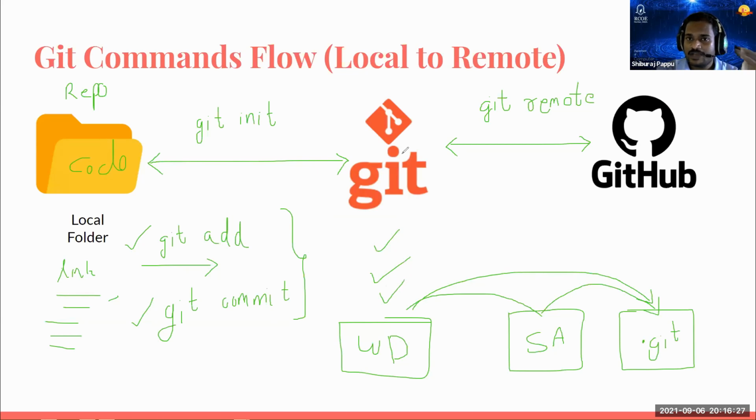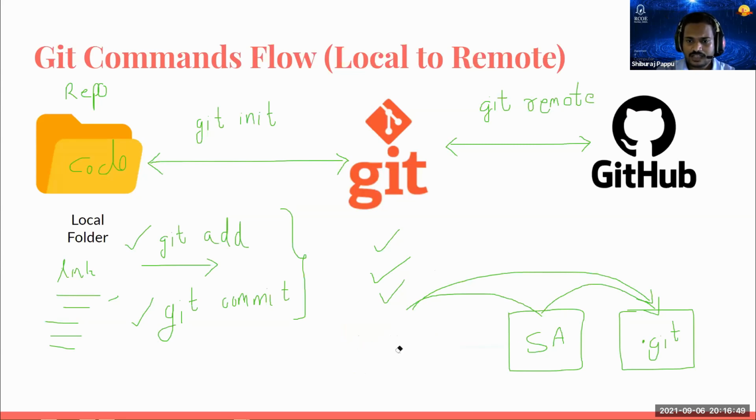Now the best part is, once something goes inside Git, you can undo it whenever you want. Whenever you want, you can come back. That is the best part about Git. How to undo it, we will see in tomorrow's session, but we will not be covering that part today.